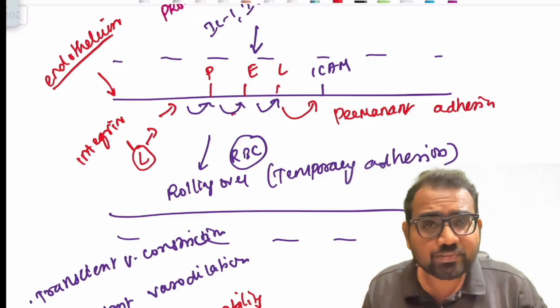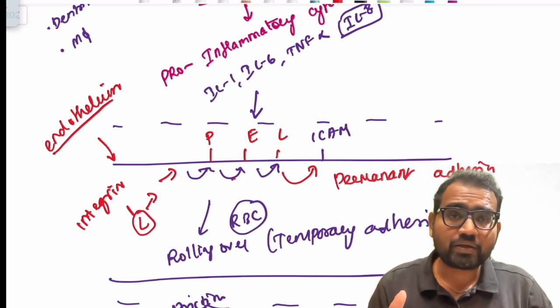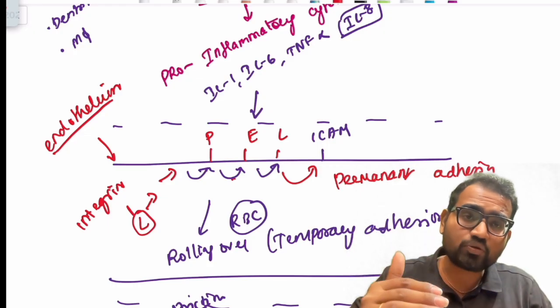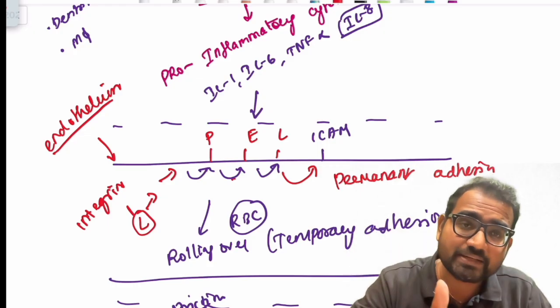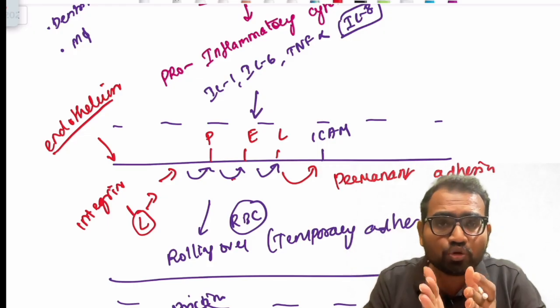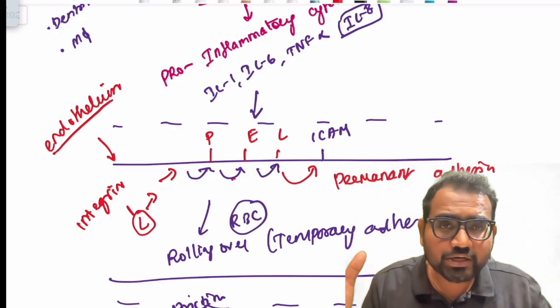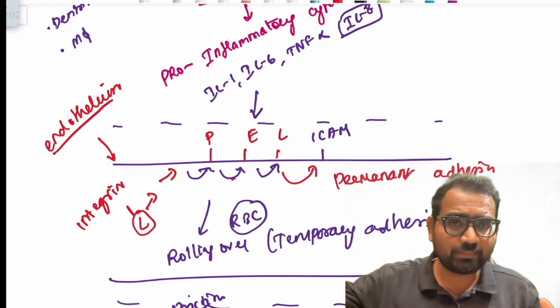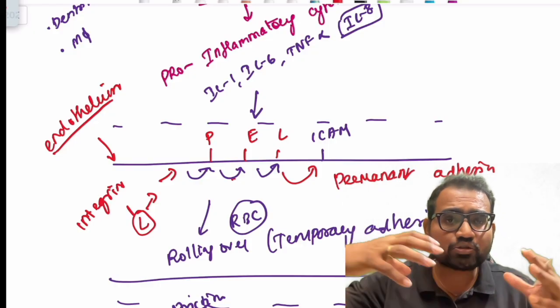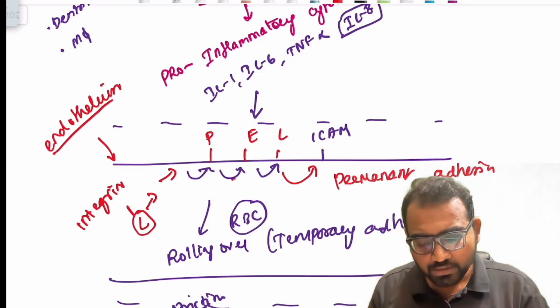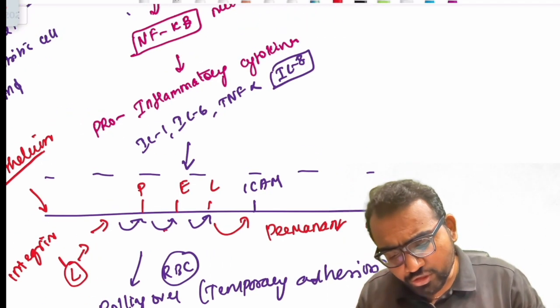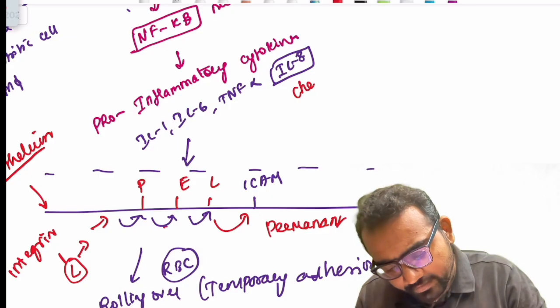So this movement of the leukocyte outside is called diapedesis. Through the pores of the endothelium, how are the pores created? Because of the release of the pro-inflammatory cytokines, there is going to be increased vascular permeability. Very simple, right?